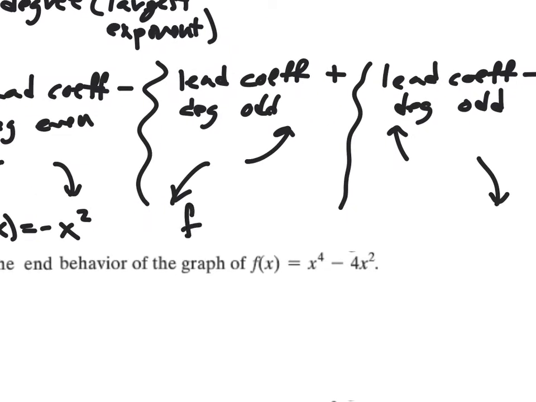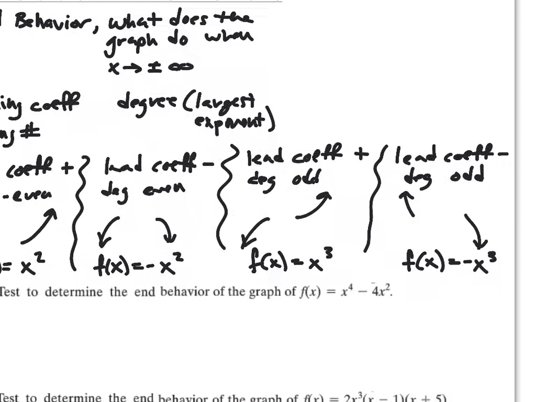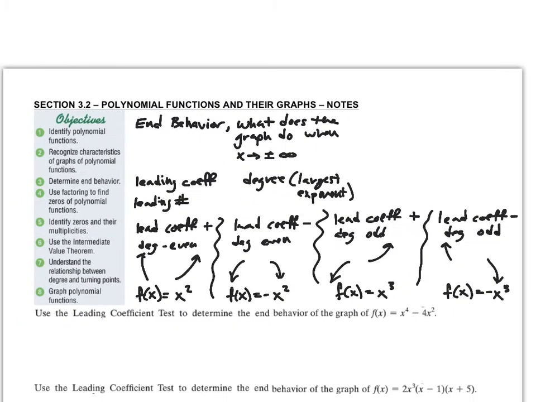The one over here, f of x, to have a degree that is odd would be x cubed, and your graph is going to kind of look like that. Then if you switch it around and go the other way, you're going to have negative x cubed, and it's going to go that way. So that's what I think about when you're talking about leading coefficient, and this is your leading coefficient test.